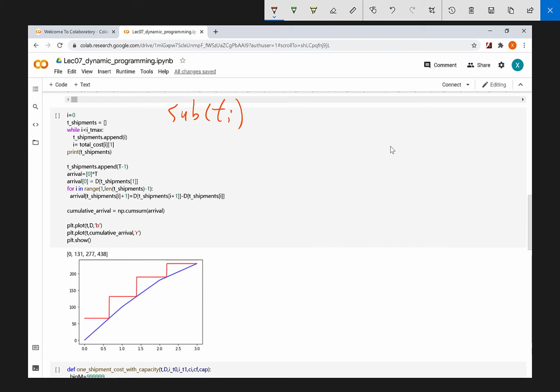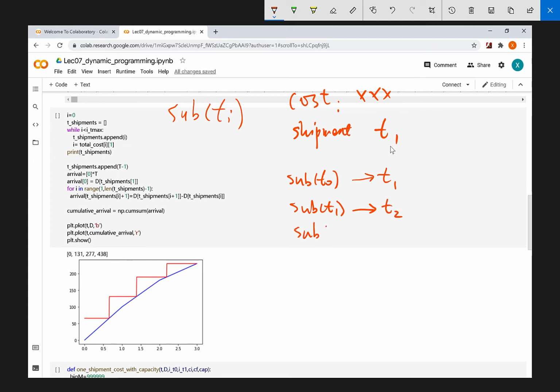And then for each subproblem, we know what is the cost, some value, and then the shipment time is T1. So this gives us a chain. For example, if we calculate the subproblem T0, we can directly know that the next shipment time will be T1. And then if we solve subproblem T1, we immediately know the next shipment time is T2, and then we find subproblem T2. We have all calculated it already, right?